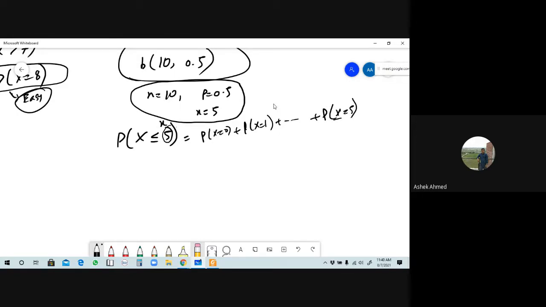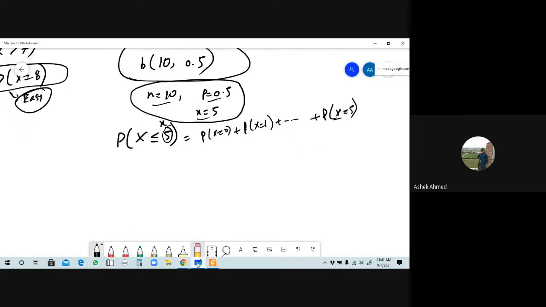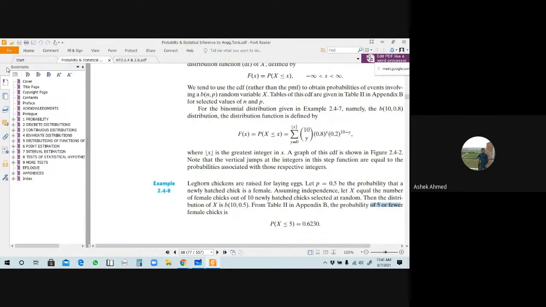I am telling you now how to use the table in case you need to use it in future. Before using the table you have to know the values of n, p and x; you need to know these three terms. So the table is here, this is page number 68. The result is here, 0.6230. So to use this table we need n, p and the value of x. Now I will go to your table here, in the appendix.